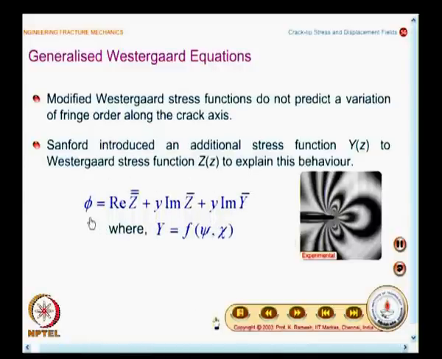You had earlier seen phi equal to real part of z double bar plus y imaginary part of z bar. This is what we had seen for the mode 1 problem. Sanford introduced an additional term y imaginary part of y bar, where the stress function y is given as a function of two other analytic functions xi and chi.